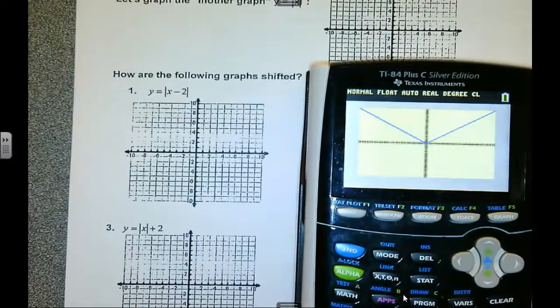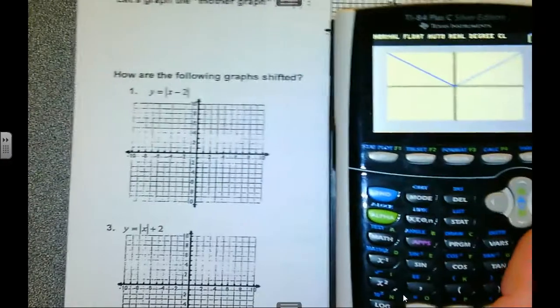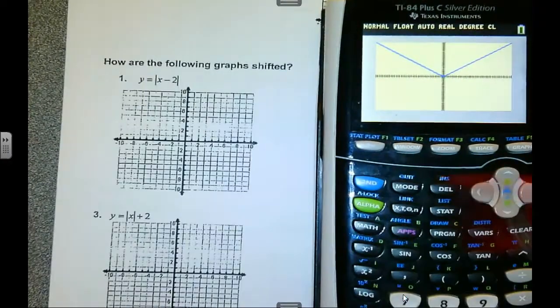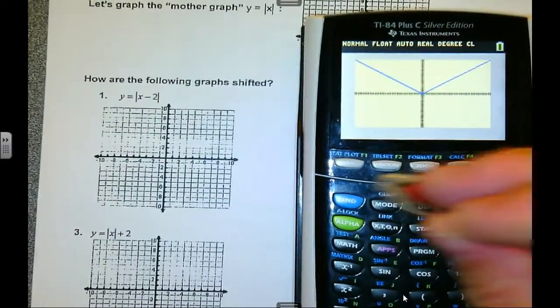Okay, the directions are right here. Hit the math key, arrow over to num, and then the first one is your absolute value symbol. You're using your y equals. You're graphing this. Okay, here, let's do it again.